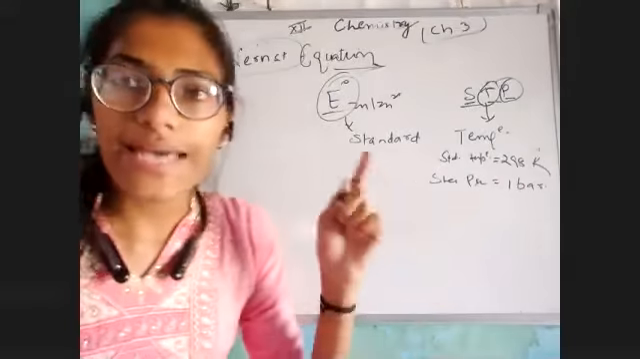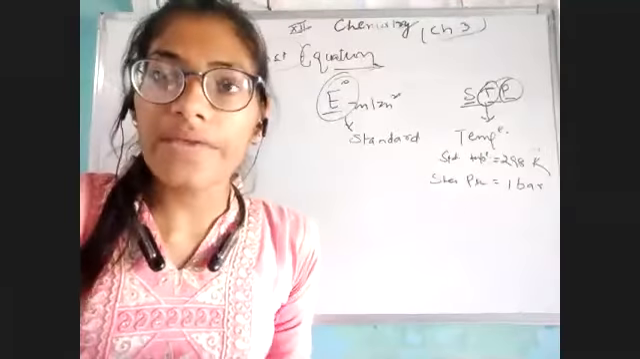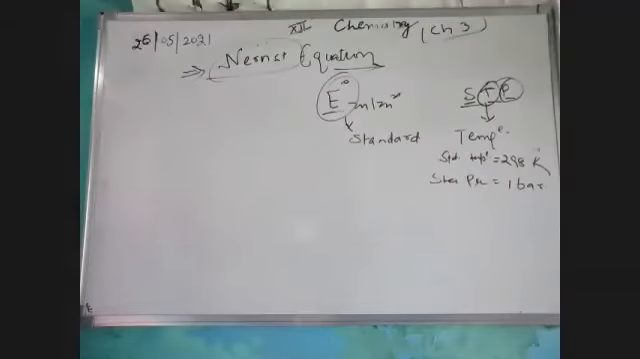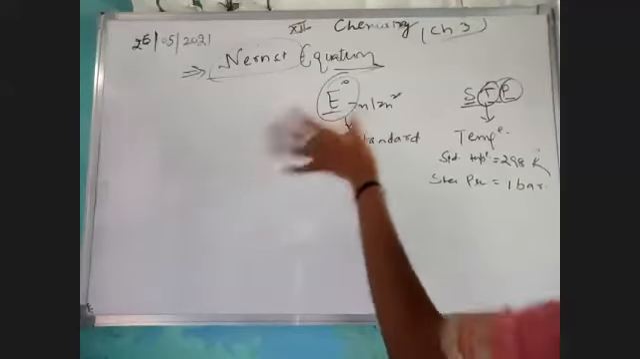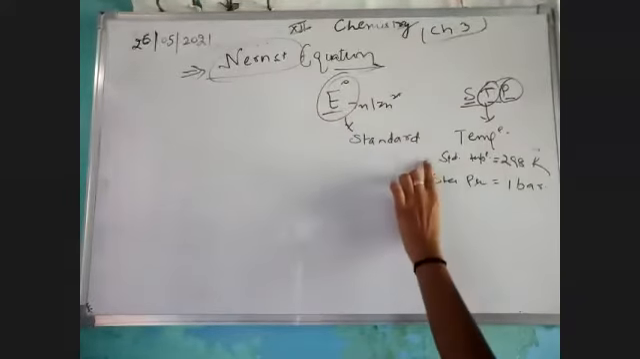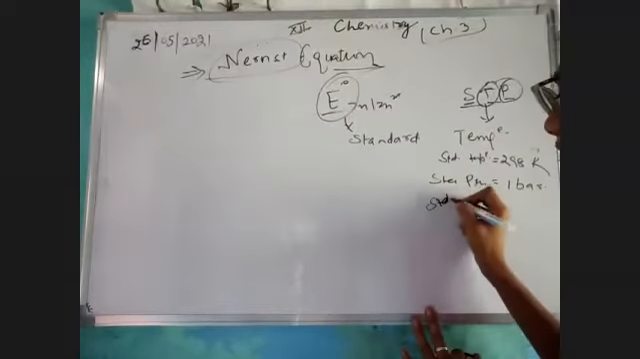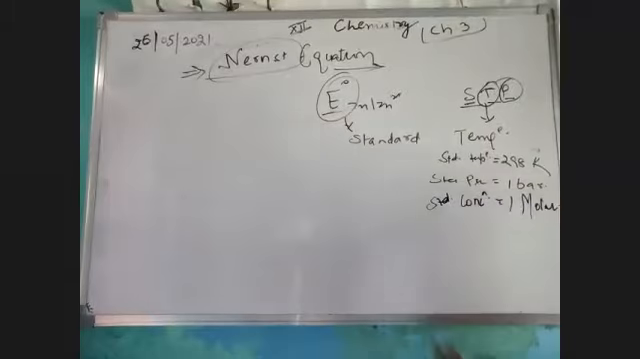Same as it is, STP means not only standard temperature and pressure, we have the standard value of concentration also. Please keep that in your mind. If I'm talking about E naught, this is standard electrode potential. That means it is at standard temperature, standard pressure, as well as standard concentration, known to be 1 molar.